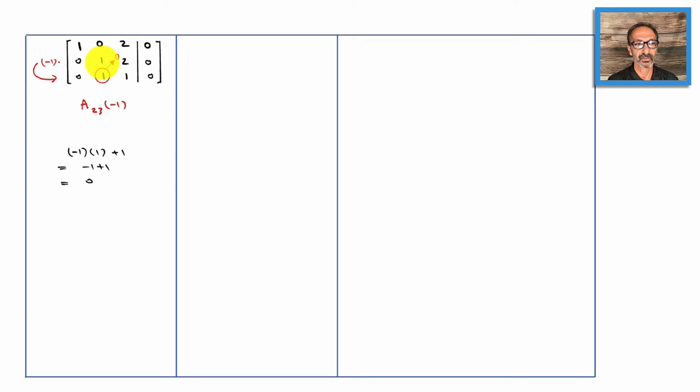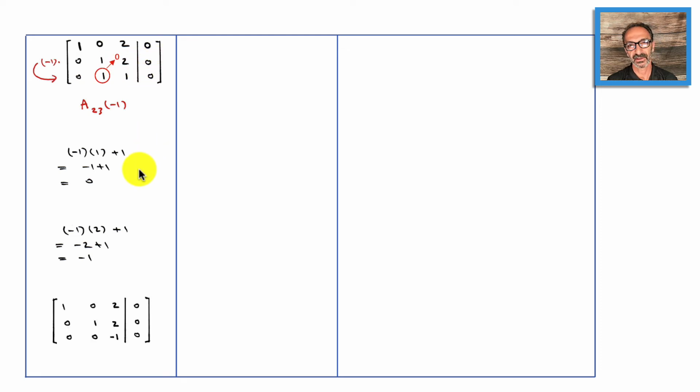-1 times 1. Notice I skipped this one because it's a waste of time to multiply -1 times 0 and add it to 0. Nothing's going to happen. So -1 times 1 is -1 added to 1, which is 0. Next, -1 times 2, -2 added to 1, that's -1. Next, -1 times 0 added to 0 is not going to change anything. So that's my 0 down here, and that's my -1 down here.